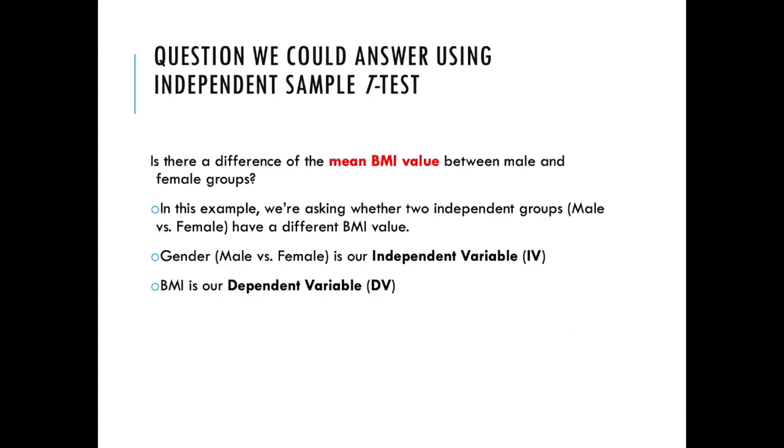Now let us move on to what kind of question can be answered using independent sample t-test. In this example, we're going to see, is there a difference of the mean BMI value between male and female groups? You're asking whether two independent groups, male or female, have a different BMI value. So gender is our independent variable, whereas BMI is our dependent variable.